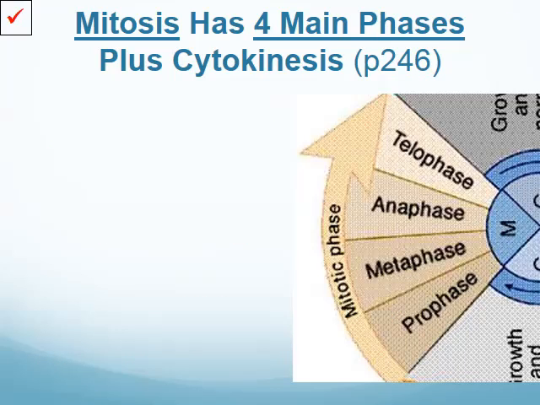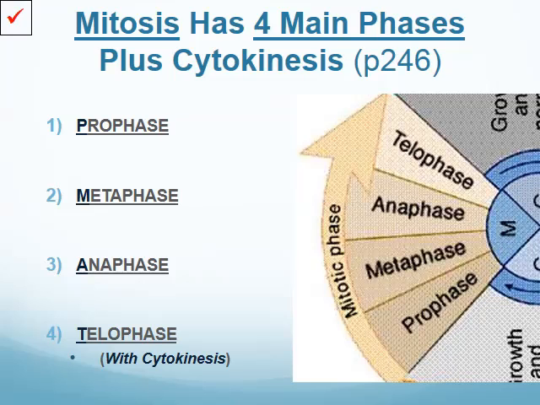So, mitosis has 4 primary phases, plus cytokinesis at the end. We have prophase, metaphase, anaphase, and telophase, which we're tacking on with cytokinesis. So those are our 4 steps. As we progress here, we'll talk about each one individually.